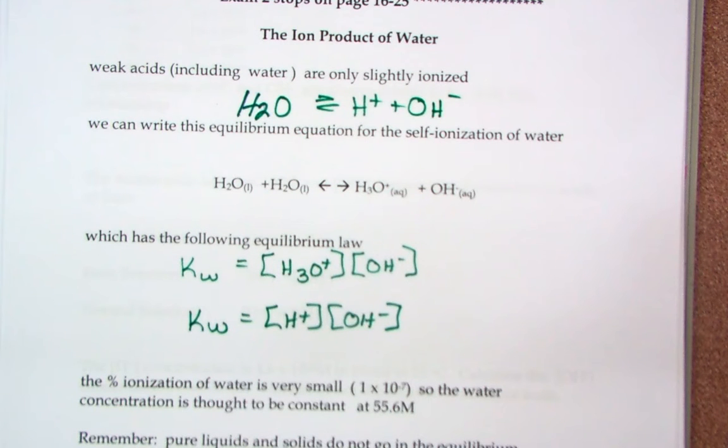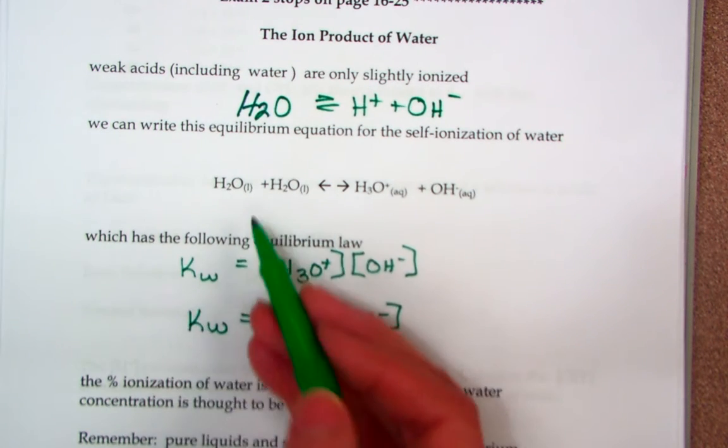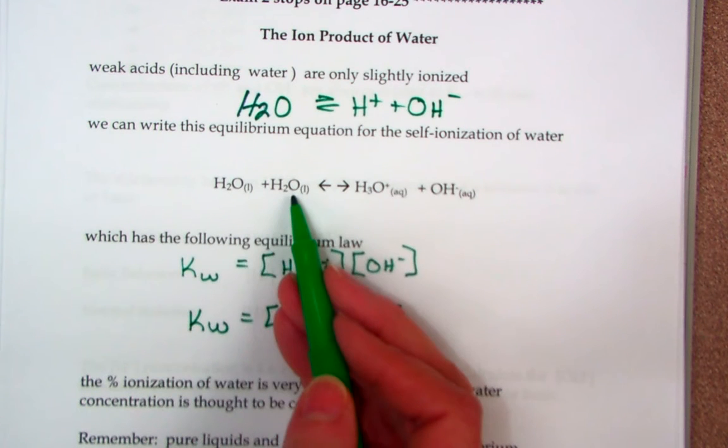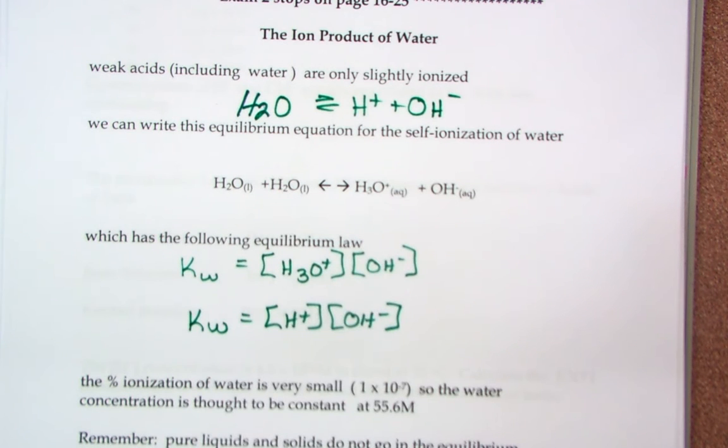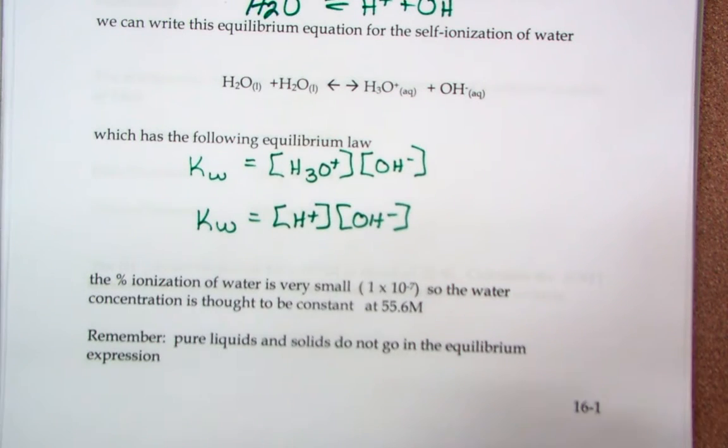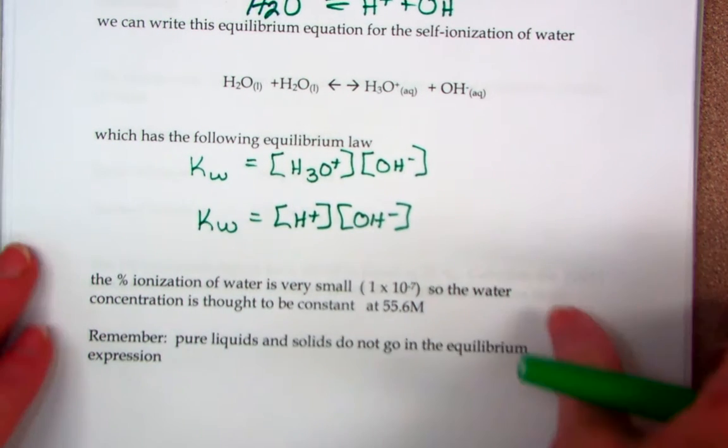The reason a lot of the textbooks put that second molecule of water in there is because when they do that, it tells you that water's in there. So when we get to basic behavior and you need water to produce hydroxide, you're accustomed to having the water in the equation. Now, the ionization of water is quite small, so the water concentration is held constant. So again, that's why we don't put it in there.